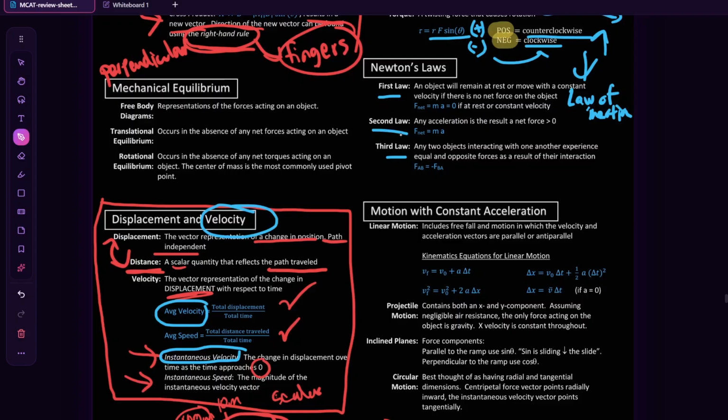F net means net force, mass times acceleration. So the combined result of every force on an object at once, added together as vectors. So the F net is the combined forces. Okay, what else do you have to know? The second law. Okay, let's move on to the second law.